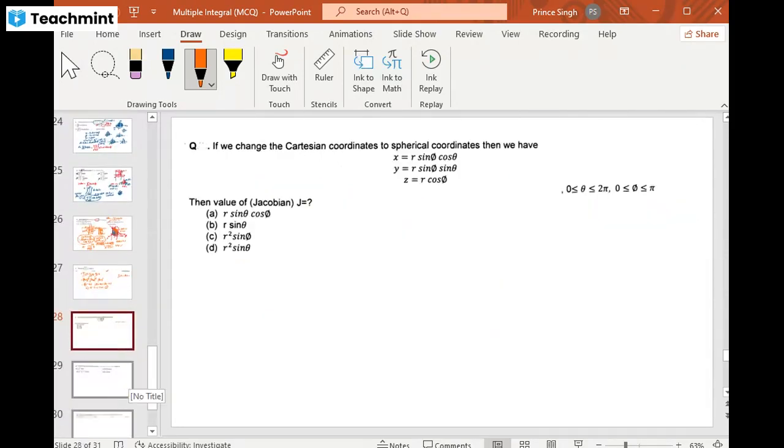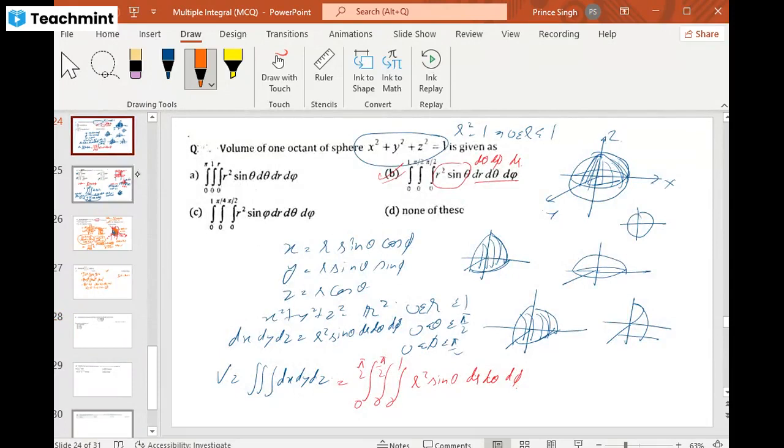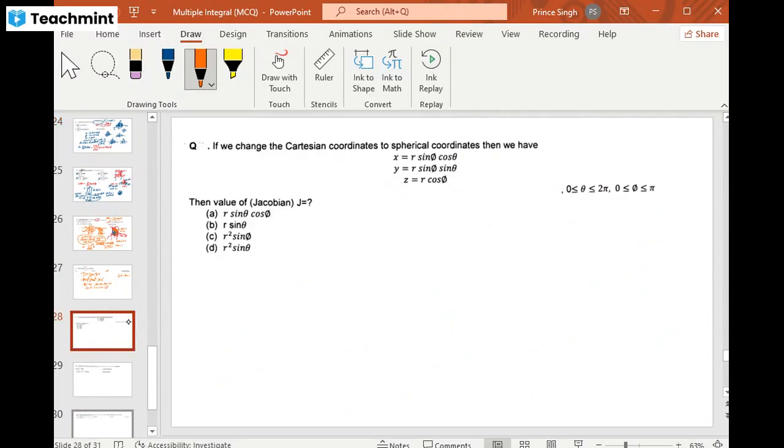Okay, now let us move to the next question. This is the question based on the spherical polar coordinate system. But here there is a change. If you remember, we have discussed that we are using the transformation x equal to r sine theta cos phi, y equal to r sine theta sin phi, z equal to r cos theta. That means theta is the angle which we make with the z axis. But here they have made the phi angle with the z axis, and the theta angle in the xy plane. So this is the difference.